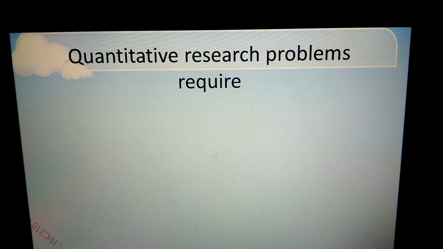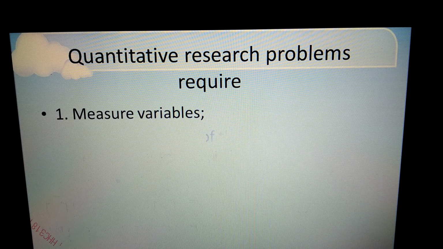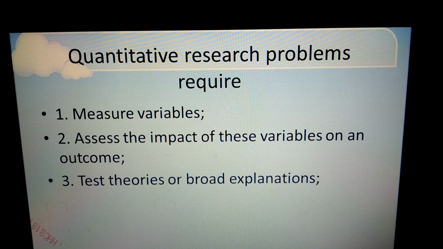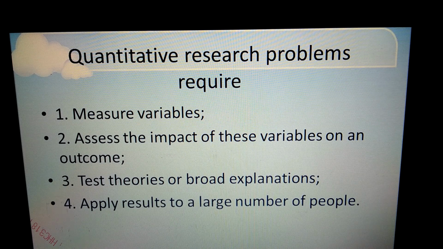If the problem is a quantitative research problem, there are some requirements. The first is measure variables. Second is assess the impact of these variables on an outcome. The third is test theories or broad explanations. The last is apply results to a large number of people.